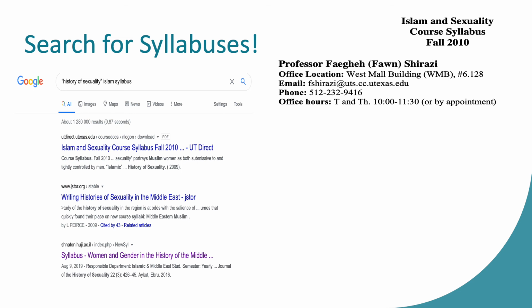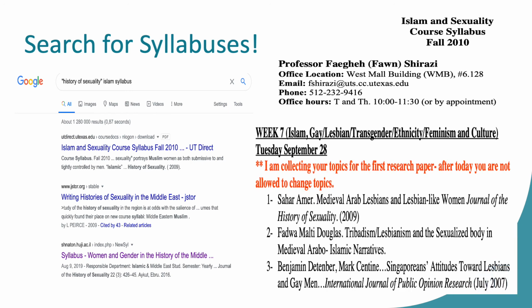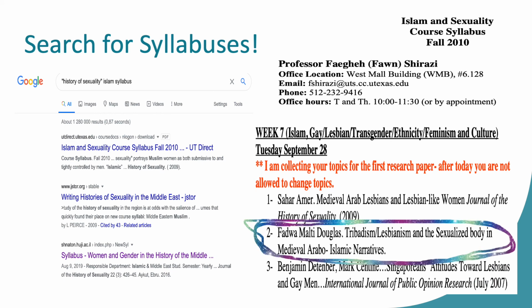And I found a syllabus that was just available for me to look at online called Islam and Sexuality by Dr. Fawn Shirazi. And scrolling through that syllabus, I found in the 7th week of the class a really interesting reading that I didn't know anything about before. And perhaps going back to Google Scholar, I could type in the title and then get it and think about whether it's useful for my research.